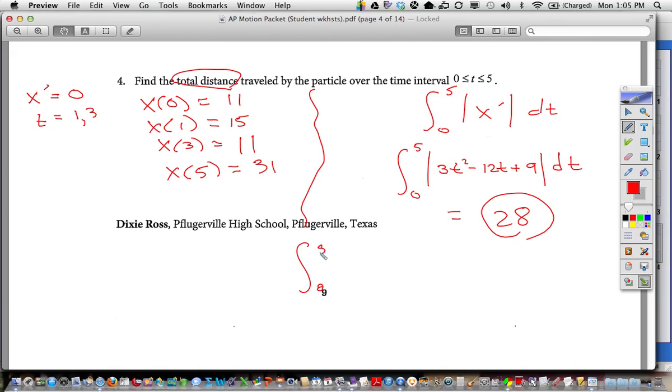If we had just done 0 to 5 of x prime without bars around it, we'd have got 20, wouldn't we? Because the net distance, it started at 11, ended at 31, so the net change was 20. Net change was 20. Because it was not going the same direction on it. Total change was 28. Okay? So, again, important, this problem like this, always, sometimes in the multiple choice, also in the free response, sometimes with a calculator, sometimes without. But always is in there somehow. So you've got to be able to do that.